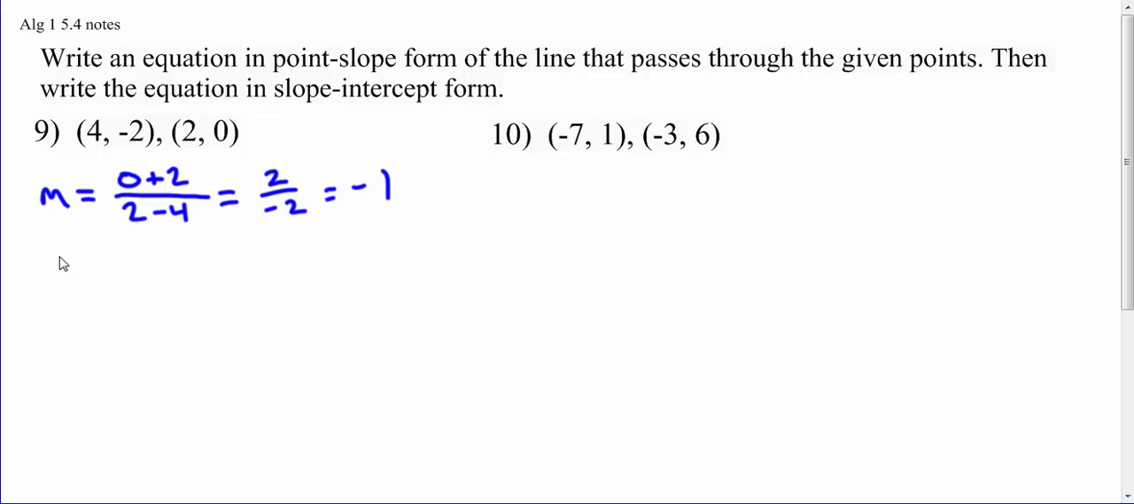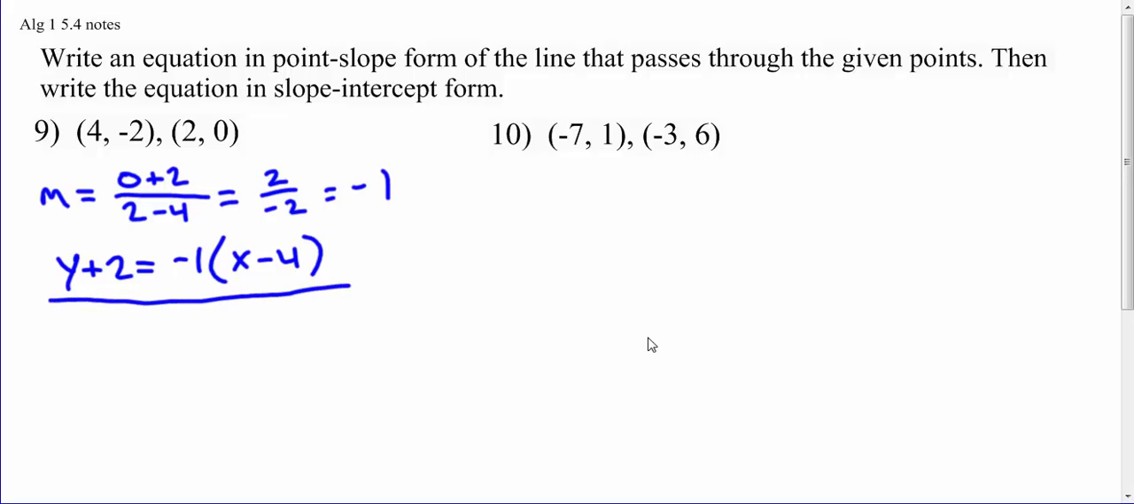So we can go ahead and write our point slope form. I'm going to choose the first point, 4, -2. You could definitely choose 2, 0, and you could even argue that that would be an easier ordered pair to choose. All right, so there's our point slope form right there. It doesn't stop on this problem though. It says to write it in slope intercept form. That's your y equals mx plus b.